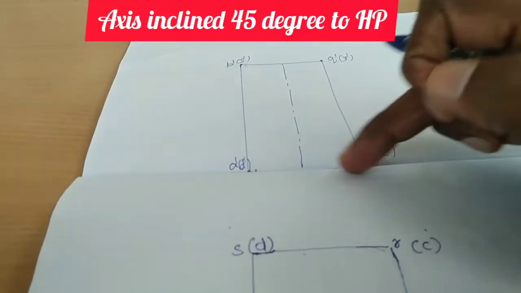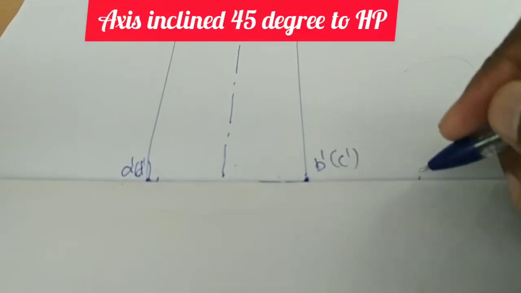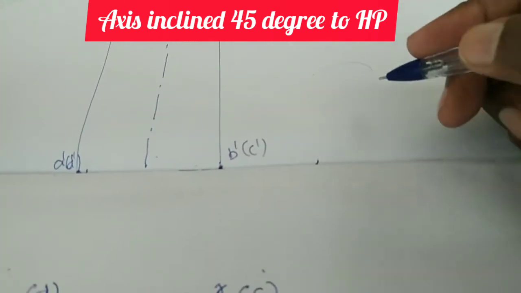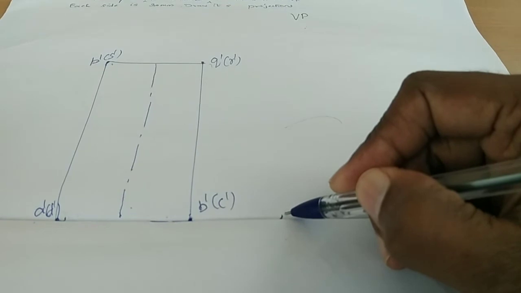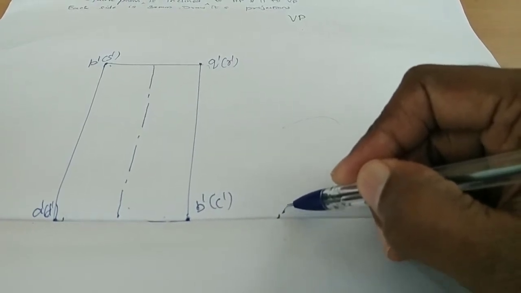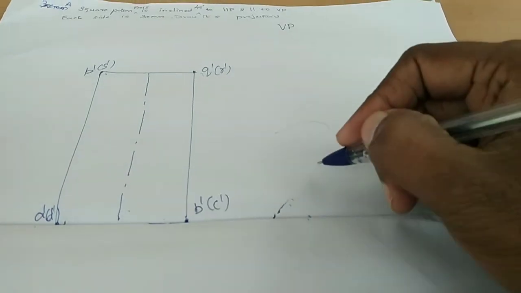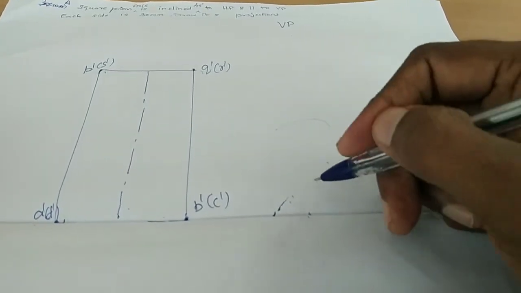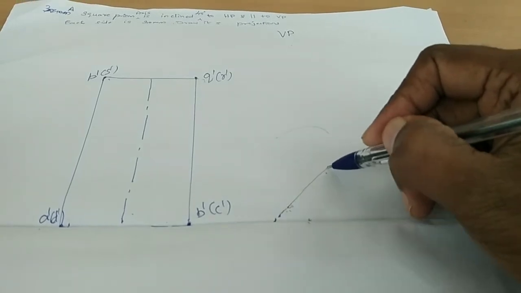The axis is inclined 45 degrees to HP. You have to take a convenient distance, and after that take a protractor and make the inclination angle of 45 degrees. You have to draw the line at a 45 degree angle.